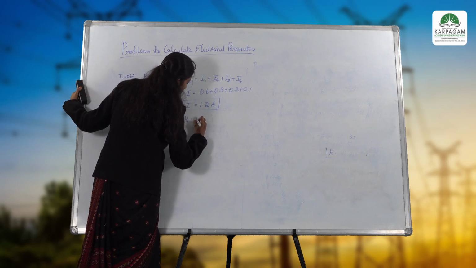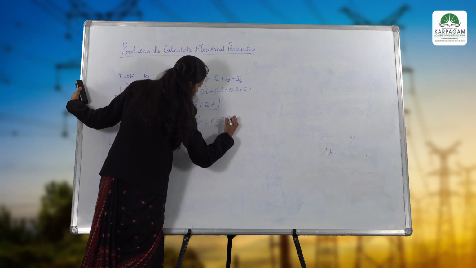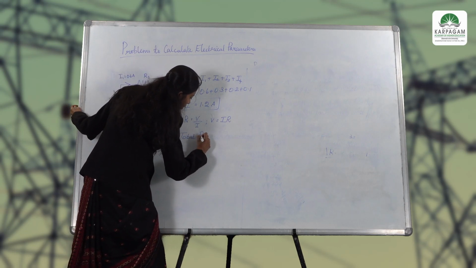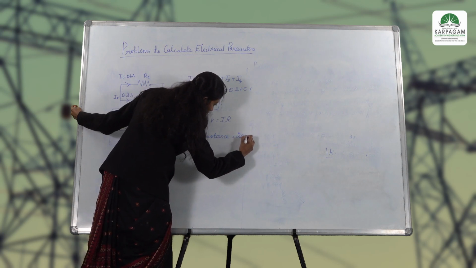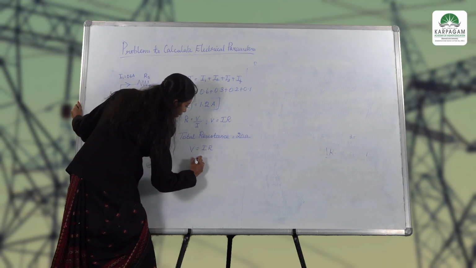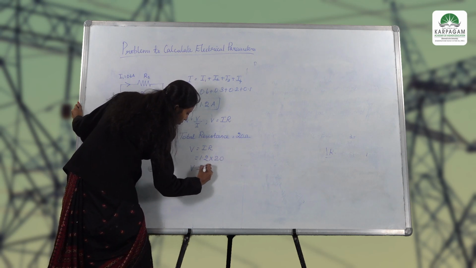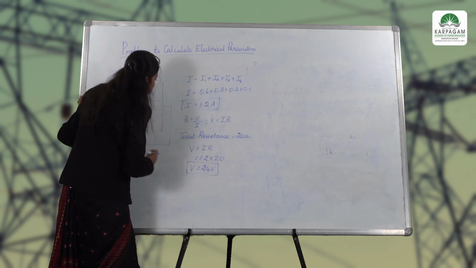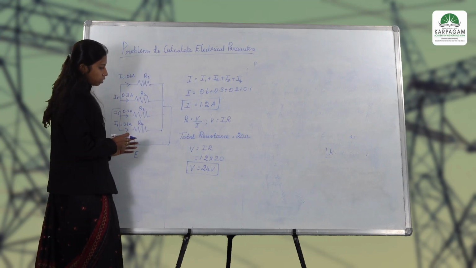R is equal to V by I, as well as V is equal to I into R in case of Ohm's law. So the total resistance that has been given in the problem is 20 ohms. So we are going to substitute in this formula to calculate the voltage, which is nothing but I into R, and I have calculated the I as 1.2 and my resistance is 20. So your voltage will be equal to 24 volts. So from the given problem, I have calculated the total current and also the voltage value.